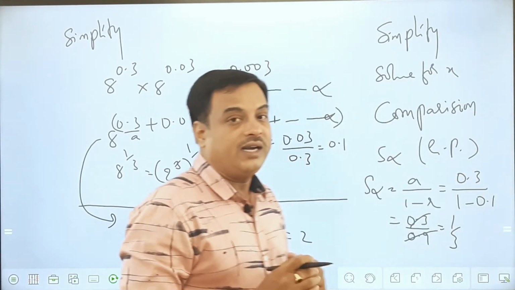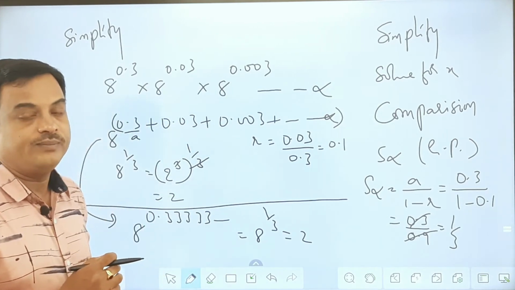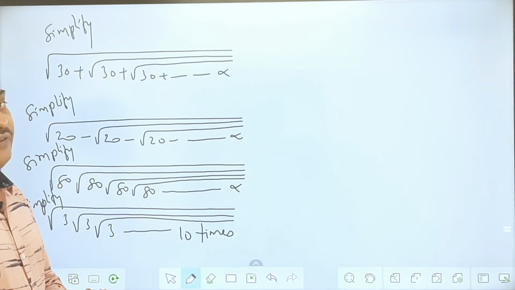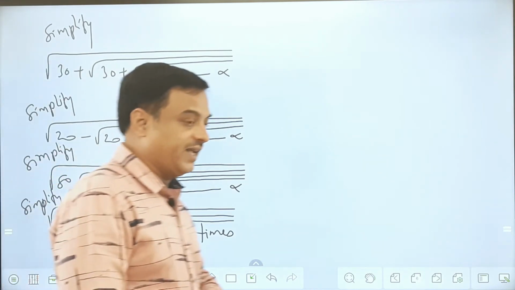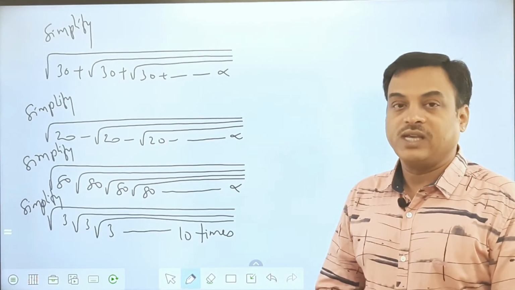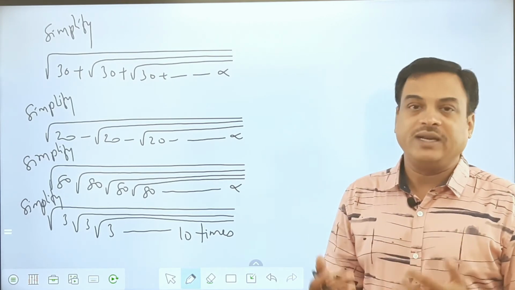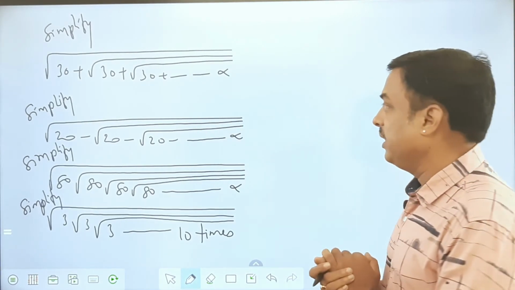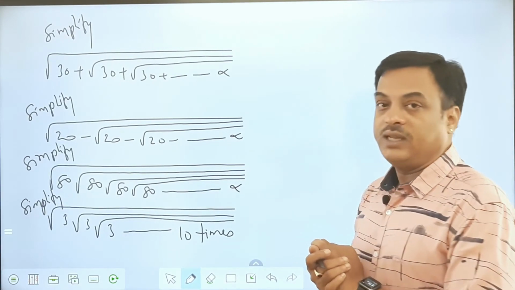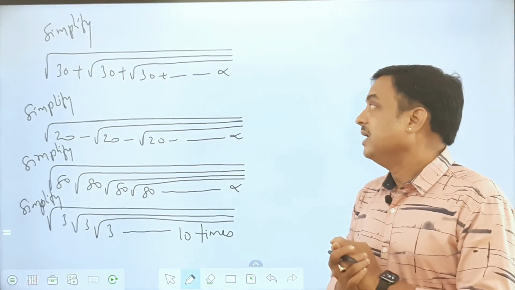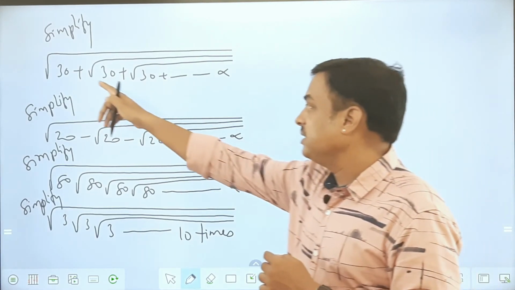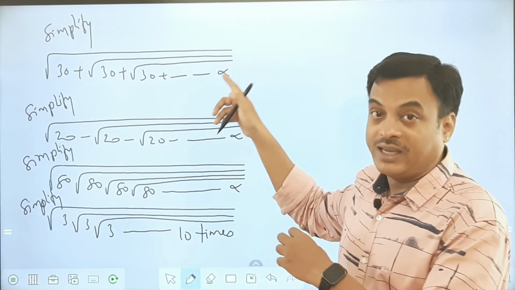Okay. So now let us move on to the next question, all of you. Now coming to the next example, you can say this simplifies the question. I gave 4 different examples, and all these 4 examples are mostly repeated questions in the exams. So let us see the first one: root 30 plus root 30 plus root 30, so on up to infinity. You can see it is recurring till infinity. So this is root 30 for an infinite number of times.